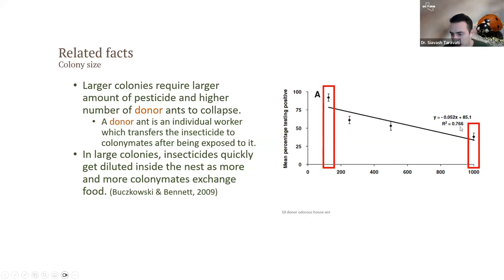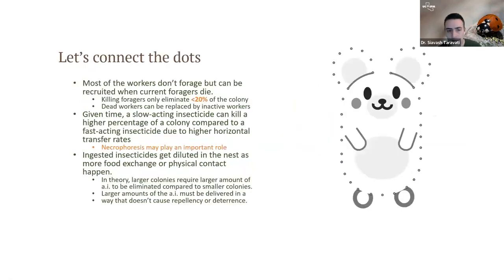But if you look at the right red box on the very right of the graph, you can see that the same 10 donor ants, when they were placed among 1,000 ants, the dilution effect here caused around 45%, less than 50% of the recipient ants to test positive for the chemical, meaning that the chemical got diluted and it could not be traced in a lot of the ants in the larger colony. Okay, so as more and more of the colony exchange food, the pesticide gets diluted basically.